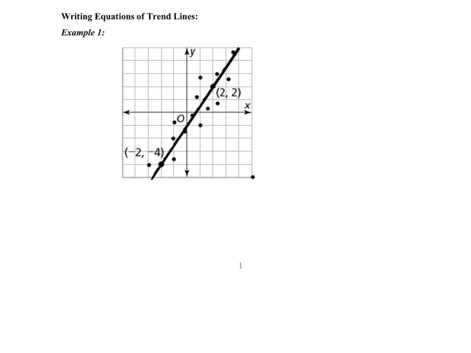So in example 1, you're given a scatter plot with a line of best fit, and you're going to use the slope-intercept form. Before you do anything though, you want to use 2 points that are on the trend line. Let's find those points. They're already highlighted for us. We have (-2, -4) and we have (2, 2). Both of those points are on the trend line.